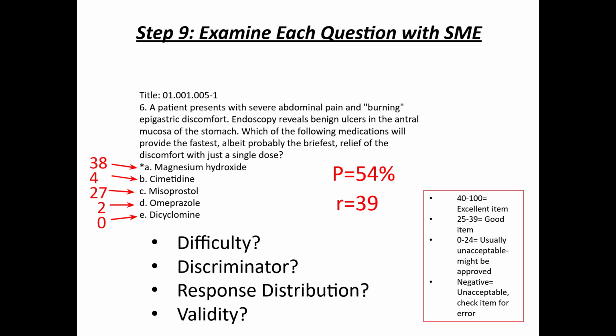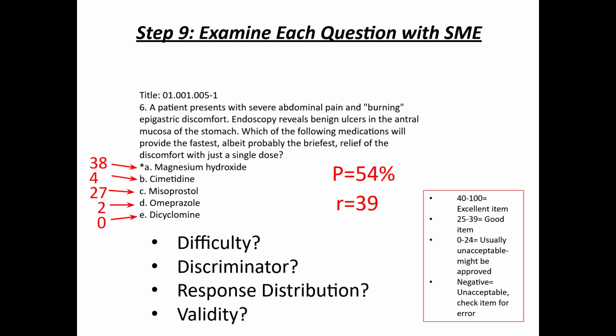Here's another one. Let's go through this. A patient presents with abdominal pain and burning epigastric discomfort. An endoscopy shows benign ulcers in the antral mucosa. Which of the following meds will provide the fastest, albeit probably the briefest, relief of the discomfort with just a single dose? Now, this one's interesting. You can see that the P is 54%, so about half and half. The R is 39, which is the upper limit of good, almost excellent. So just by those numbers, I'm not too concerned.